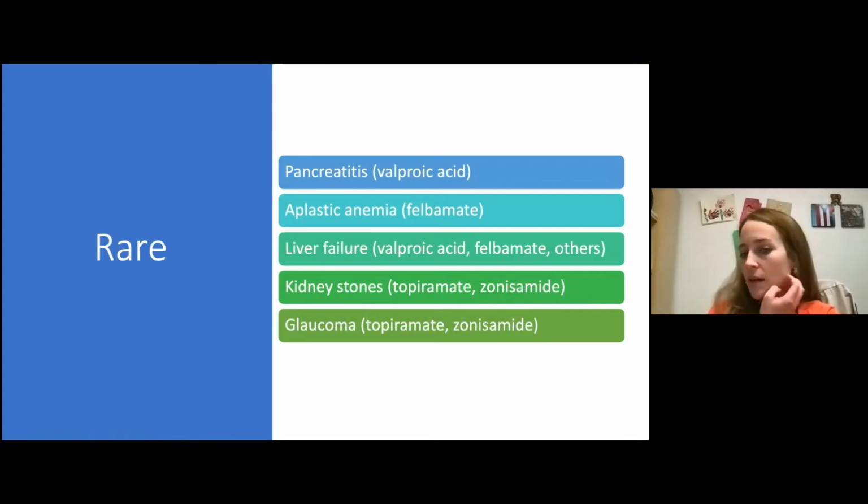Kidney stones: things like topiramate and zonisamide could cause kidney stones. It's because of the idea that these are medications that cause acidosis in your body. So you're drier, you're dehydrated, you're acidotic, and you can develop kidney stones, and it's all within that list of side effects. You can also cause glaucoma, and for both kidney stones and glaucoma, if patients have a history of kidney stones or glaucoma, or there's a strong family history, we may still use them, but with a lot of caution.